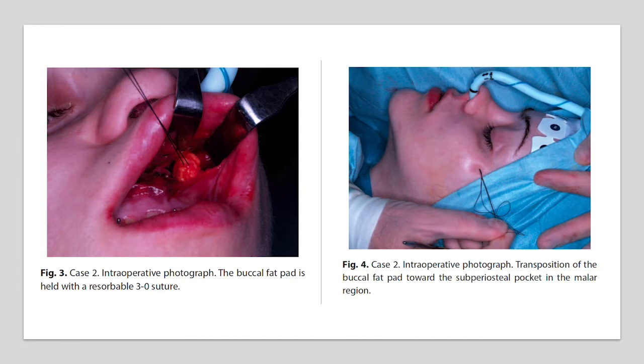At this point, a resorbable 3/0 suture with an atraumatic needle was used to take hold of the buccal fat pad. The free end of the suture was engaged into a straight needle. Subperiosteal progression of the latter followed for displacement of the buccal fat pad toward the uppermost and lateral areas of the pocket. After percutaneously recovering the needle, it was again led through the same entry port to re-engage the buccal fat pad subperiosteally.